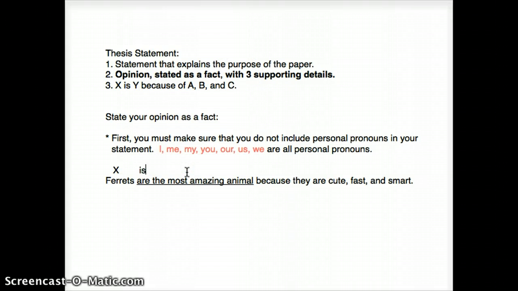Your are can change to is Y. Again, above this, you have your because. They are cute, fast, and smart because of A, your first point, B is your second point, and C. This definition right here of the X is Y because of A, B, and C comes in handy when we start talking about the formation of your paragraphs, which we'll talk about later.